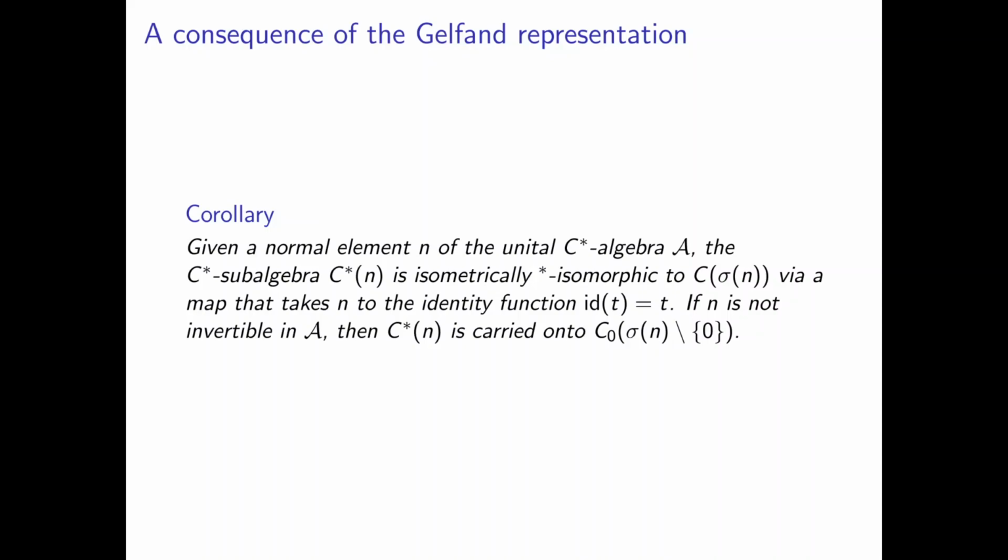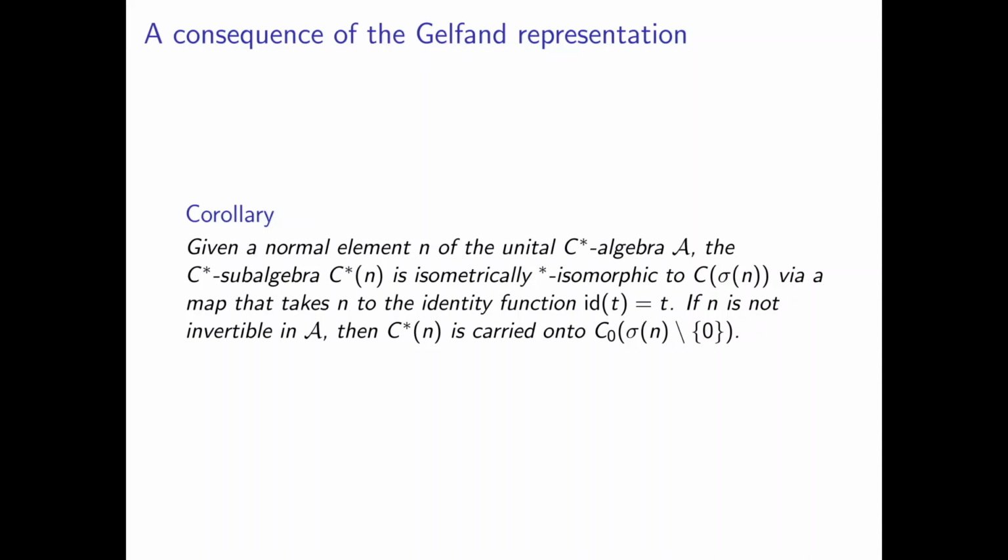star, is isometrically star isomorphic to the set of continuous functions on the spectrum of n via a map that takes n to the identity function. That is, it takes n to this function here, which just sends t to t. And if n is not invertible in A, then C star n is carried onto the set of functions that vanish at 0. And this is something I talked about briefly in the beginning.